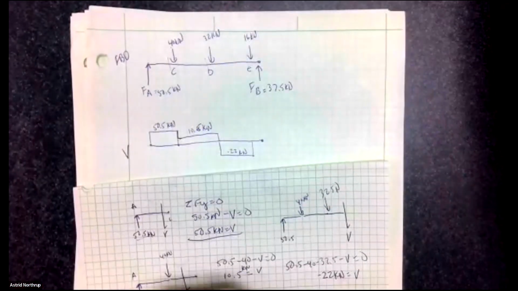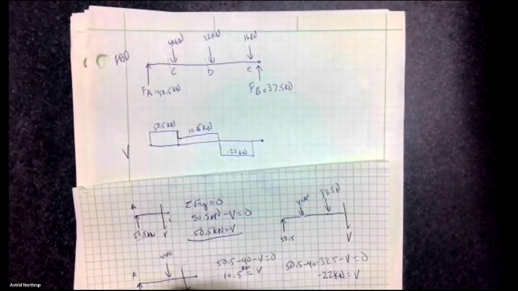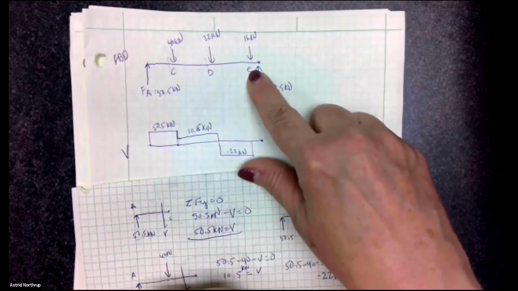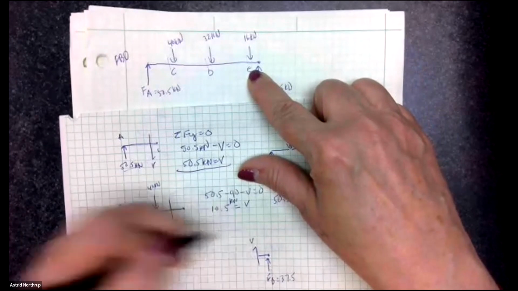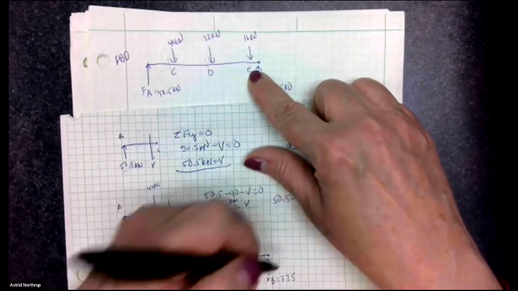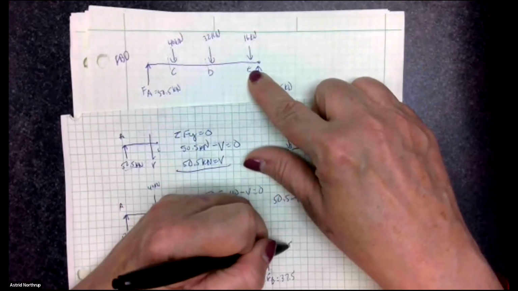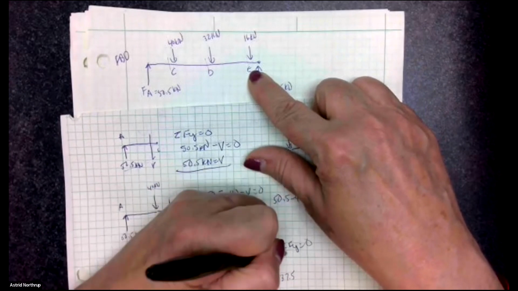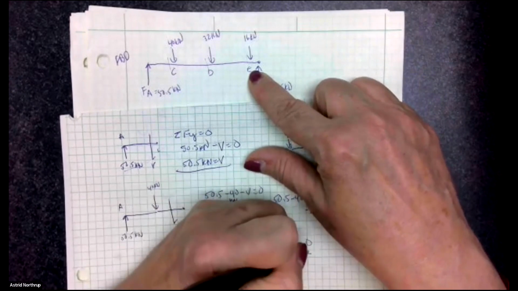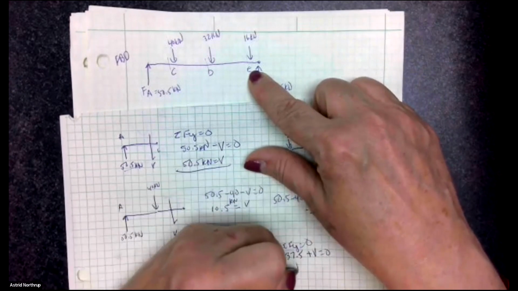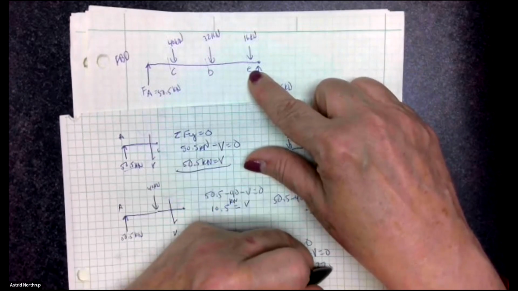So here, let's say we start here at F B, and that value is 37.5. If you cut from here to here, this time you're going to draw V upward. Then you say the summation of forces in Y equals 0: 37.5 plus V equals 0. So V is equal to minus 37.5.